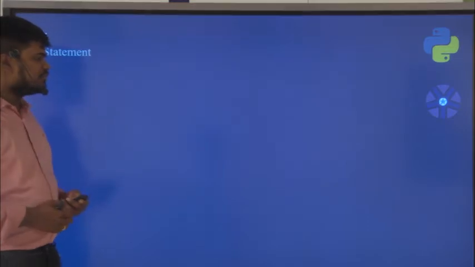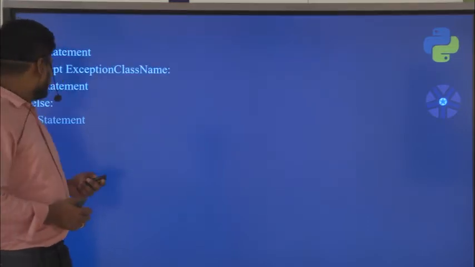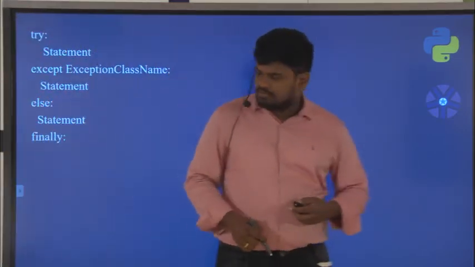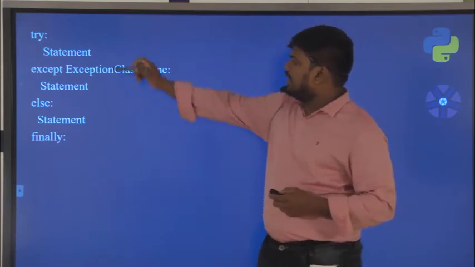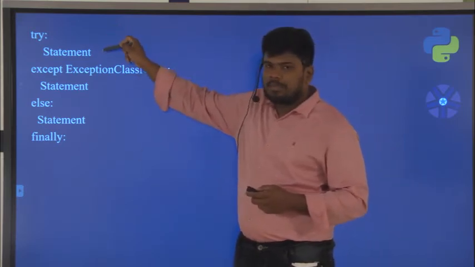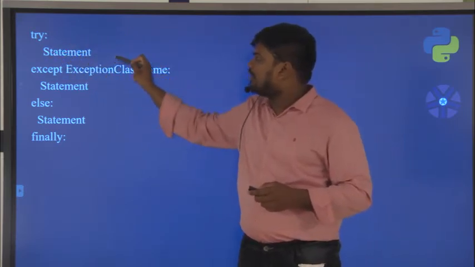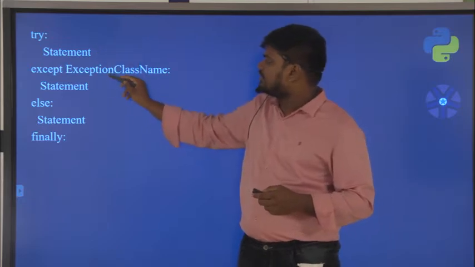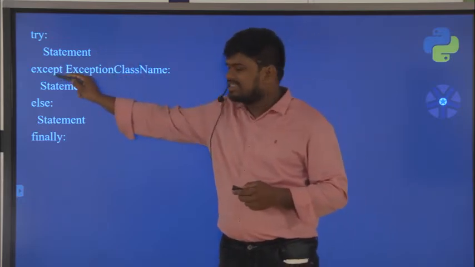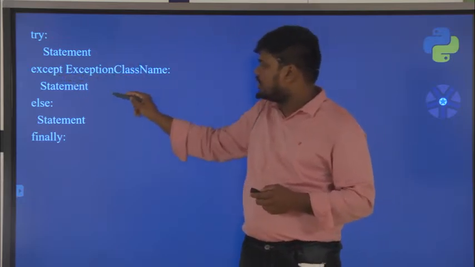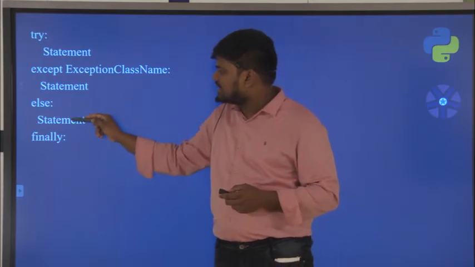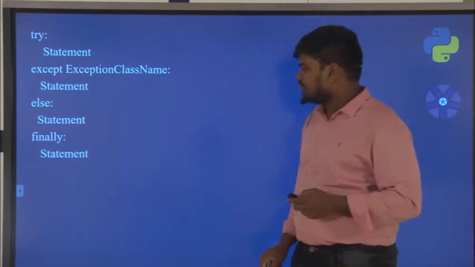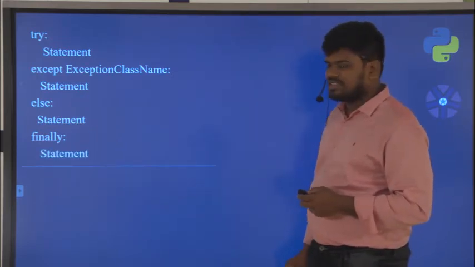And next, observe carefully here. There is a try followed by problematic code. I'll write all the problematic code here. And next is except, which is nothing but a catch. Here I'll write the except followed by the else statement, and finally statement. This is the first category.